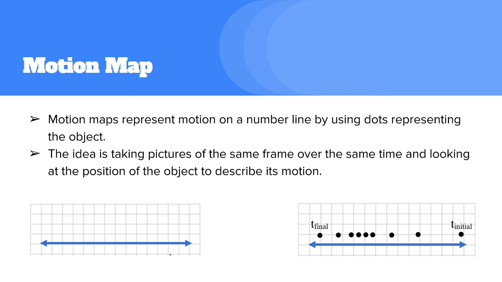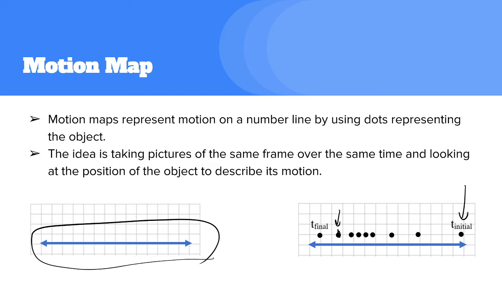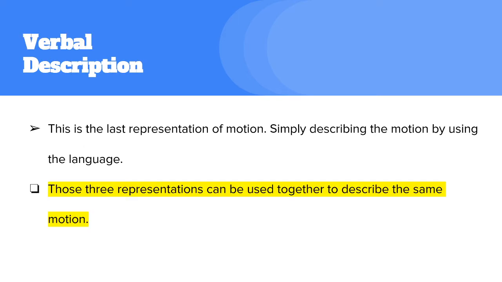It's basically made out of a scale, a direction, and dots. And the dots represent the object. The idea is taking a picture of the same frame over the same time, and then you look at the position of the object in different pictures. For example, in the first picture you see the object at the point marked T initial. Then in the next picture it moved to the left by 1, 2, 3, 4 units. And in the next picture it moved to the left again by 3 units, or 2.5. So you are able to tell the motion of that object just by looking at it.